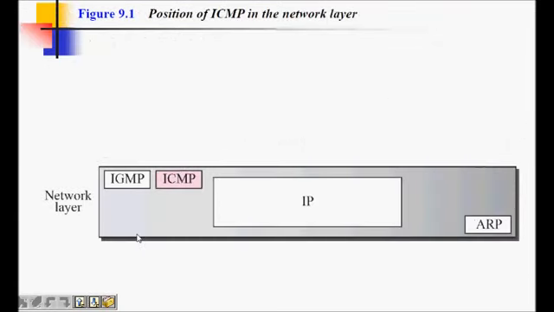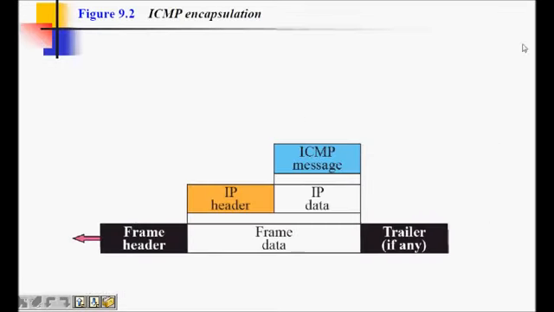ICMP resides in the IP layer itself. The ICMP message is carried along with the IP header, which says who is the sender and who is the receiver of the packet.